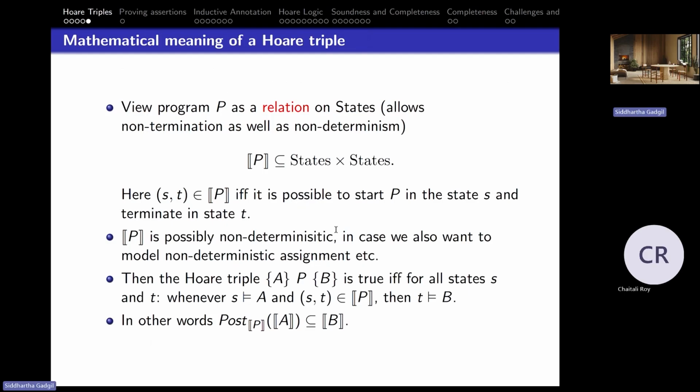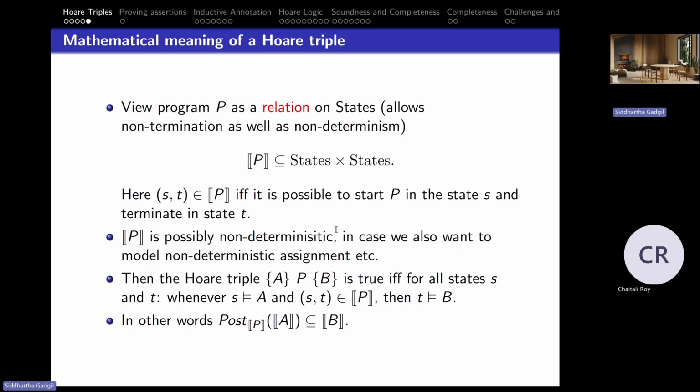Okay, so we can formalize when a given program satisfies a given pre-post condition. For example, I can say that this whole triple A P B is true. I can write it this way: if the square bracket is the so-called denotation of P, or this partial function induced by P, then whenever I have a state S that satisfies A, and whenever I know that S comma T belongs to this partial function, then T should satisfy B. That is the meaning of this.